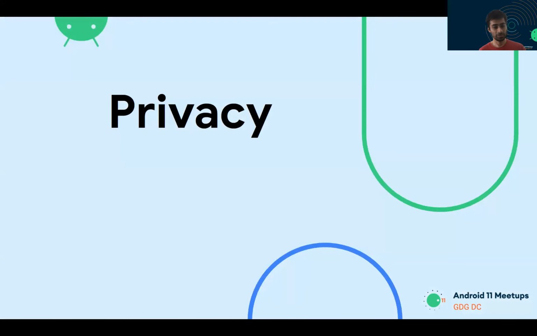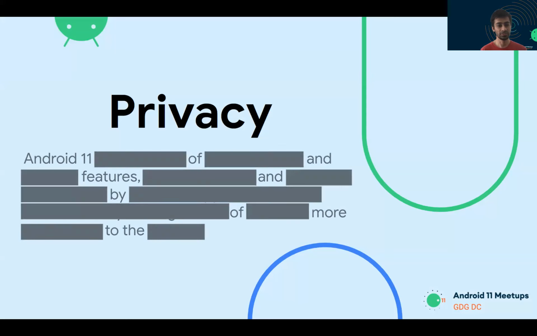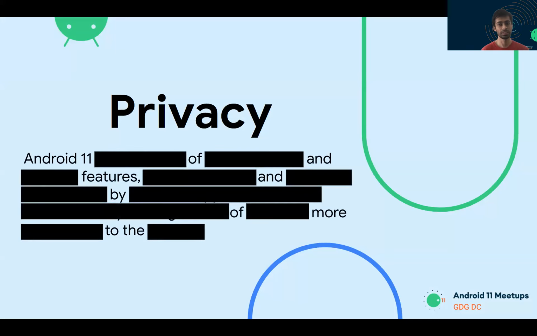Next up is the privacy improvements. So Android has been making a lot of changes to privacy and improvements as part of the recent releases. And with the release of Android 11, it is only getting better. And if you're a developer, it is getting more strict.